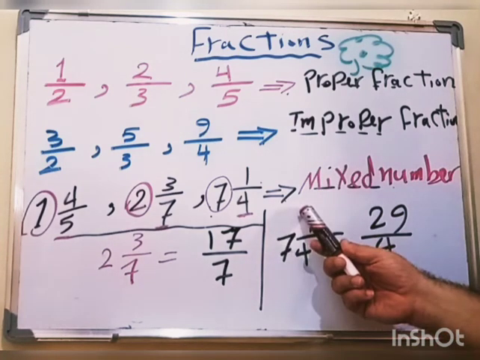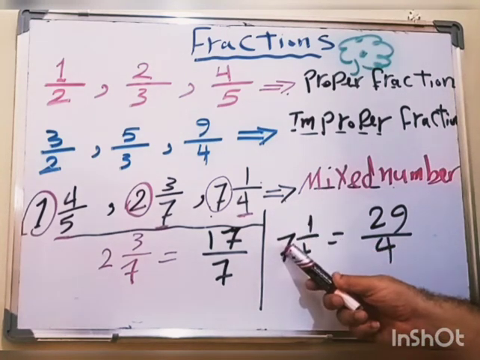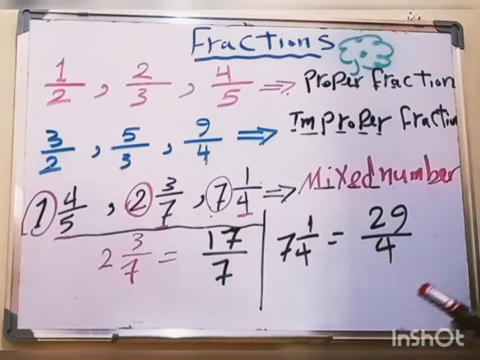I repeat again. 4 times 7 plus 1. 4 times 7 is 28. 28 plus 1 is 29.